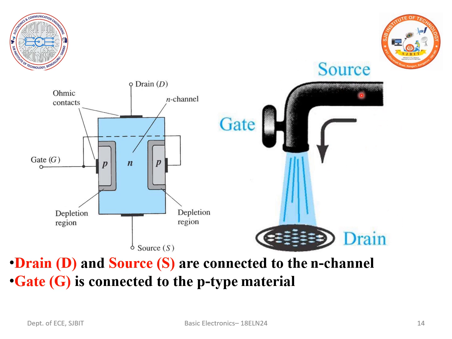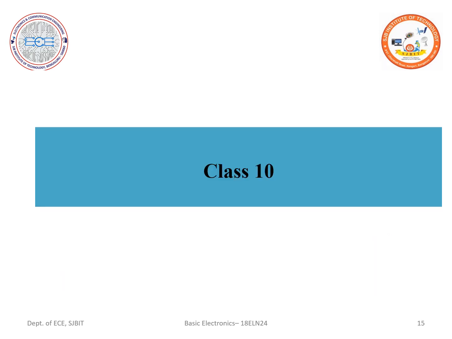When we take a simple example of a tap, from the source you get the water. The controlling is done by rotating the tap, so that is my gate terminal, and the water flowing out is the drain terminal. This is the best example for the JFET terminals.